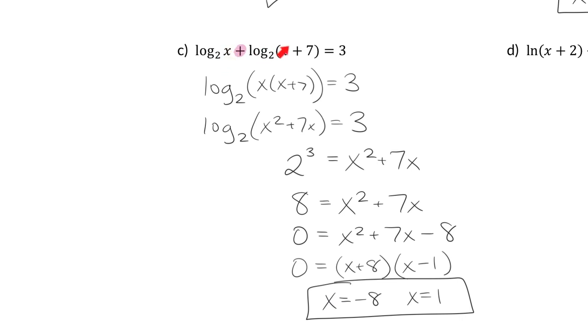Yeah, especially here. So negative 8 plus 7 is still negative. We have to throw negative 8 away. Goodbye. It's not actually an answer. Now we check 1. If I plug 1 in right here, that's positive. If I plug 1 in right here, that's positive. So 1 is actually okay.